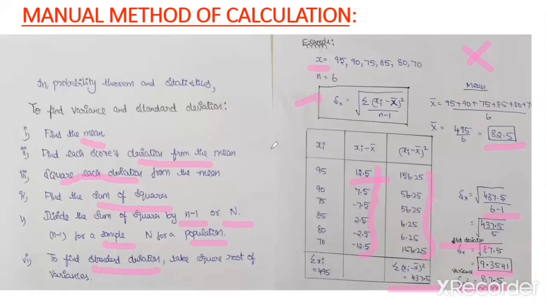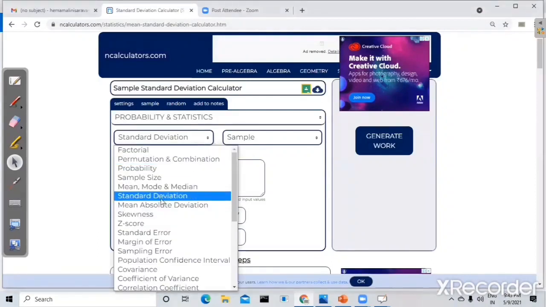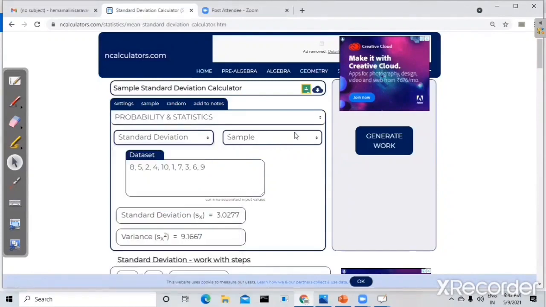Now we are going to cross verify our manual answer with a web calculator. We are going to find the standard deviation and the variance using the web calculator. It is a calculator website, and here we can select whatever options we want. Here we select the standard deviation and the sample variance. Now we have to fill in the data, so here we can cross verify our manual values.